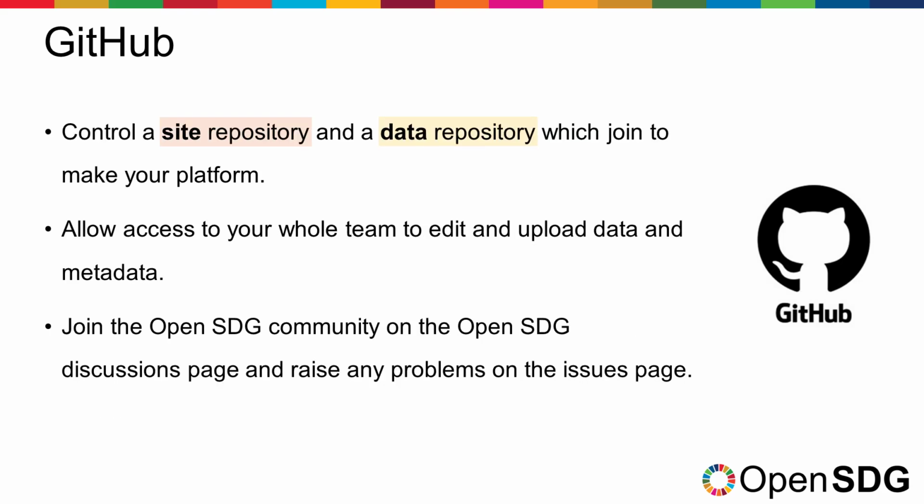GitHub is where your site and data repositories are located. Those who have access to your GitHub repos are able to collaborate and make changes to both of these to make customizations and upload your data and metadata. Additionally, the Open SDG page on GitHub is a great community space where we have a discussions and issue page to raise any bugs or feature requests you might have.